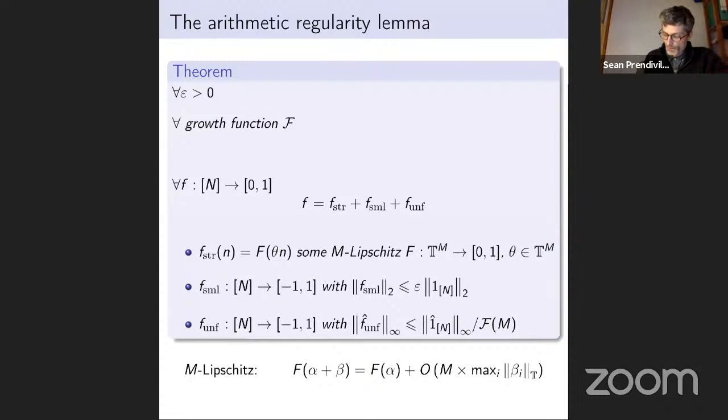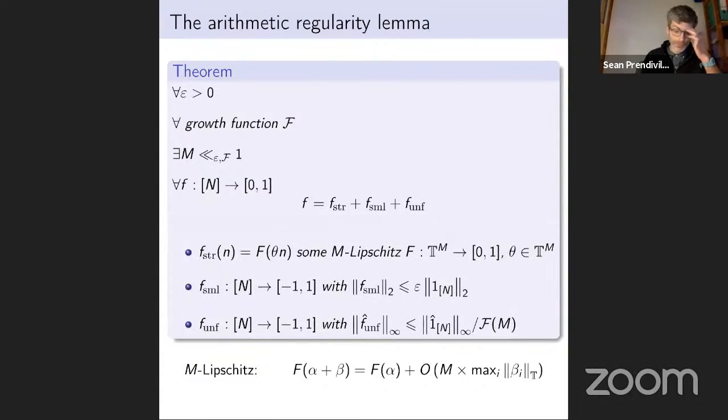So maybe you want this uniformity in your Fourier transform to be double exponential in the complexity of your structured part. Maybe you want it to be Tao-type decay. You can do that. So once you've specified your small part and your dependence in your growth function, you get a complexity parameter after specifying epsilon and f. Okay, so that's the way the quantitative dependence works. So this is just all a recap from lecture 3.